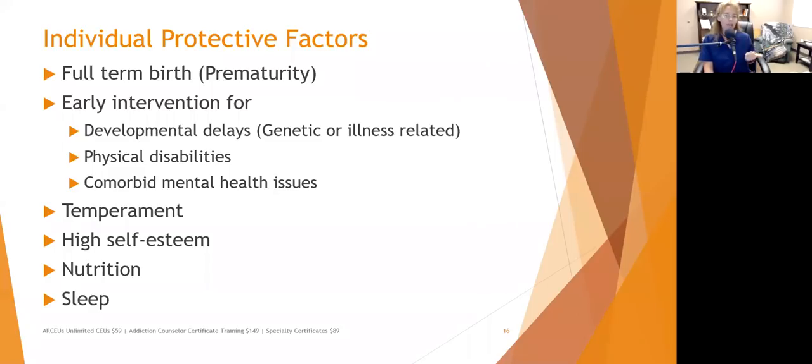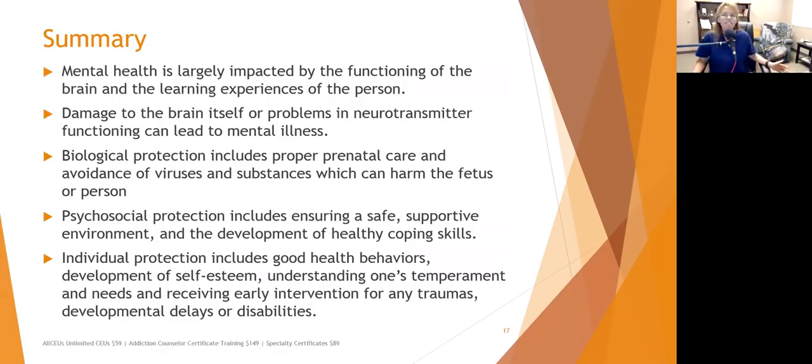And getting adequate nutrition and sleep, again, so the body can do what it needs to do. Those are all things the individual can do to protect themselves. So mental health is largely impacted by the functioning of the brain and the learning experiences of the person.